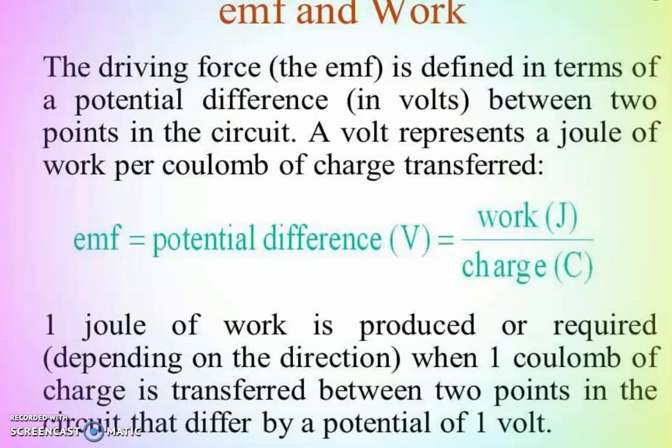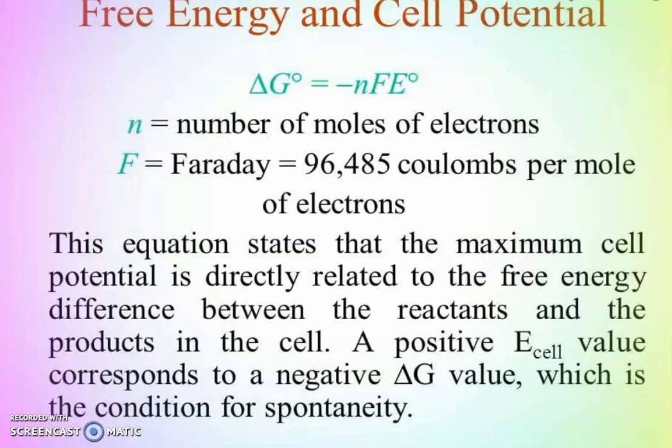Now, EMF and work. You know the driving force, the EMF, is defined in terms of the potential difference in volts between the 2 points in the circuit. A volt represents a joule of work per coulomb of charge transfer. So EMF is equal to potential difference is equal to work divided by charge. So work represents joule and charge coulomb. So 1 joule of work is produced or required depending on the direction when 1 coulomb of charge is transferred between 2 points in the circuit that differ by potential of 1 volt.